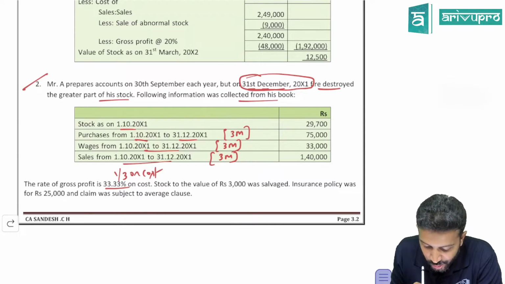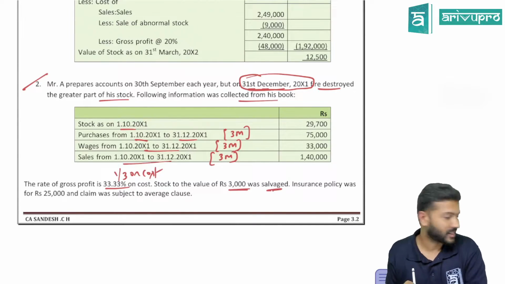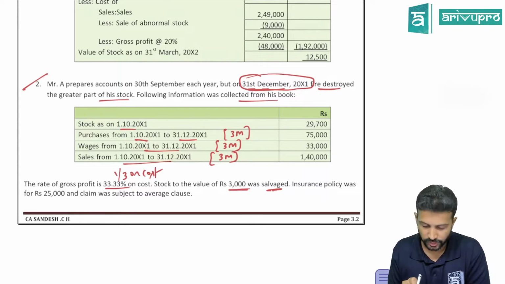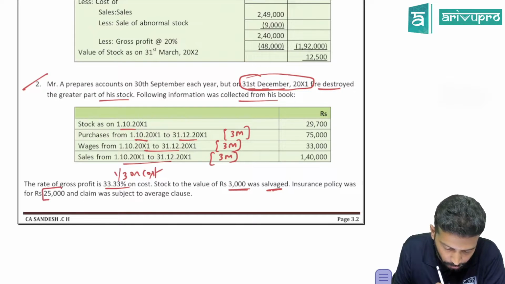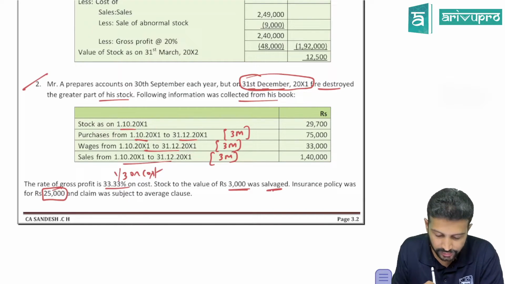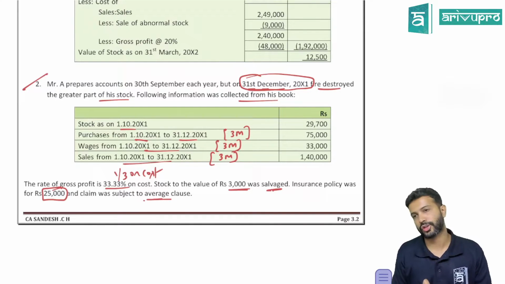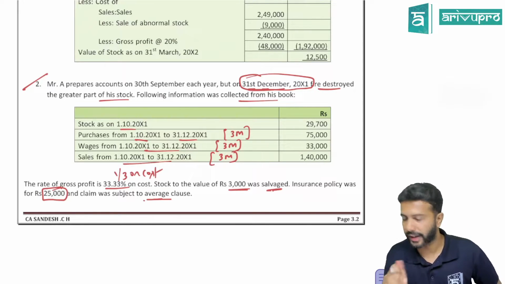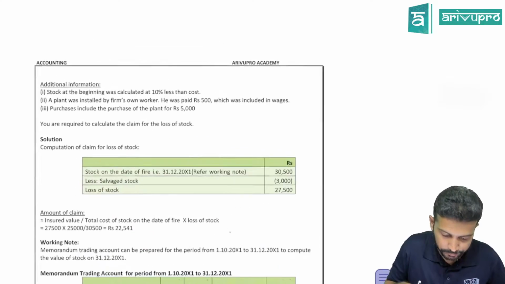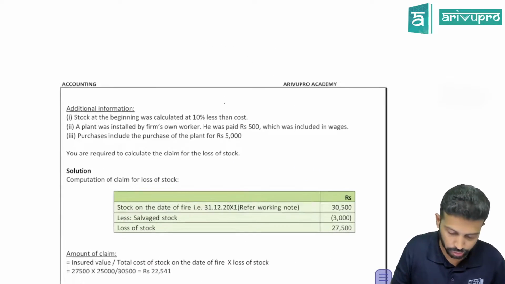The stock to the value of 3,000 was salvaged. That is salvage value. Okay, I'll come to that a little later. Insurance policy for 25,000 was taken and the claim was subject to average clause. I'll tell you what this average clause is all about. Okay, so this is the data. What do you need to find out? They've given additional information also.